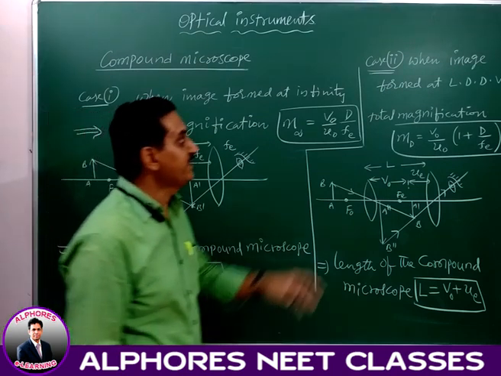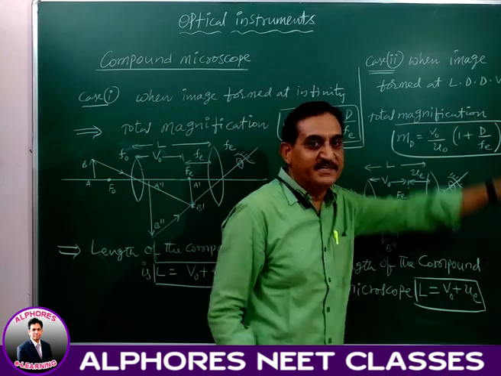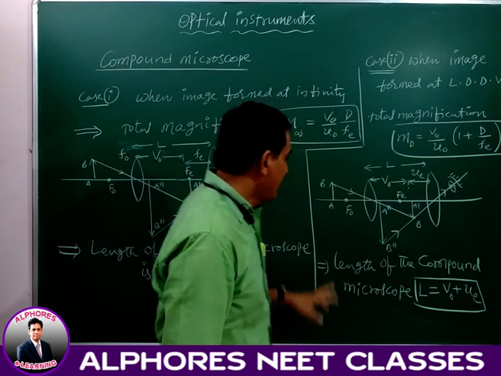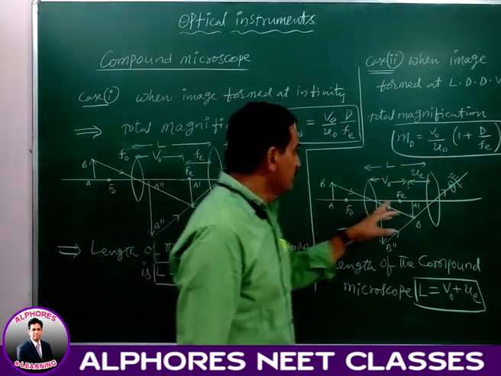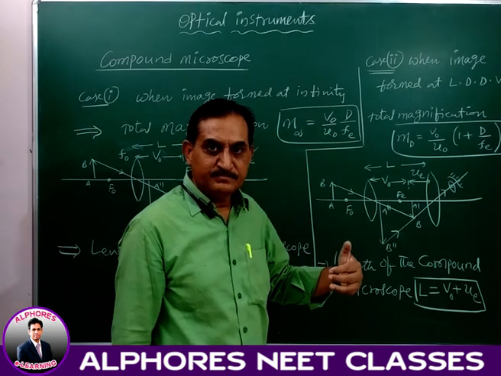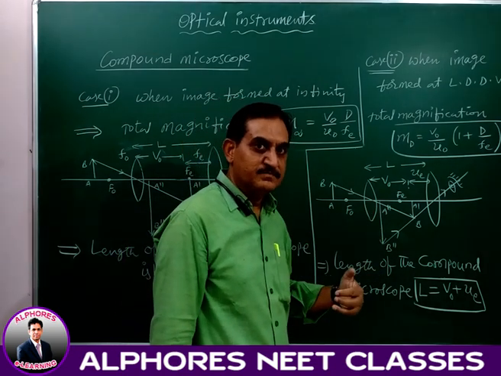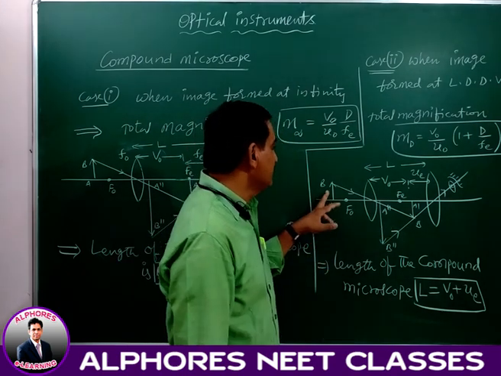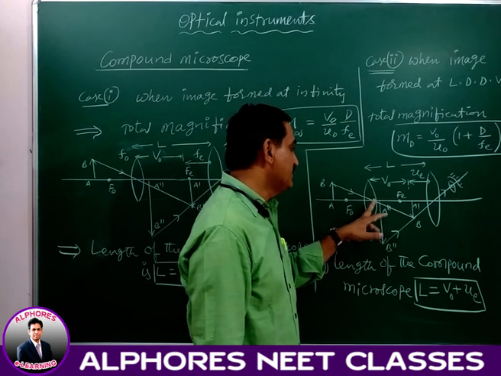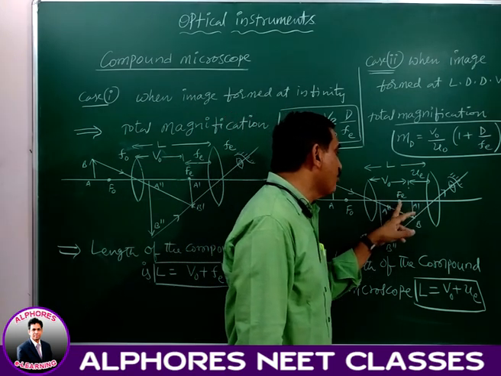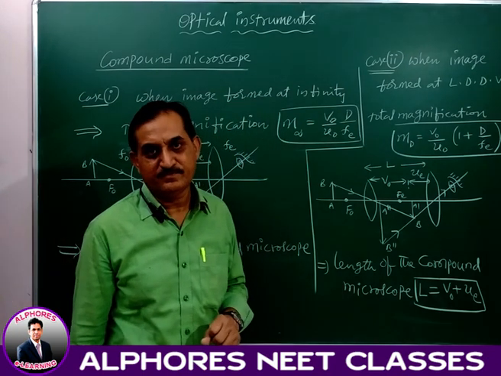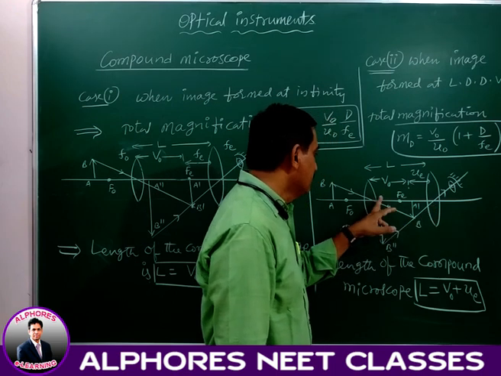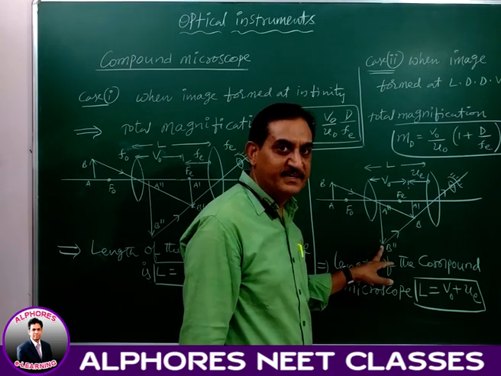And similarly go for case 2. When the image is formed at LDDV, the total magnification is this one. We already discussed this. And the diagram here: the eyepiece is not adjusted such that the image goes to infinity. It is not adjusted. Means what happened here? The image formed by the objective lens falls within the focus point of the eyepiece. As a result, the eyepiece gives the final image at LDDV.